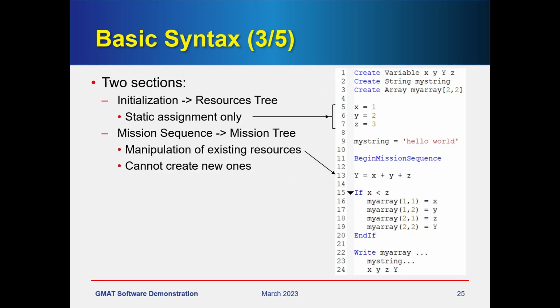Let's look at differences between the initialization section and the mission sequence. In the initialization section, we are only allowed to perform static assignments. Lines 5, 6, and 7 show x equals 1, y equals 2, z equals 3. My string in line 9 is assigned to be hello world. In the mission sequence, we can start manipulating existing resources. For example, we can do math assignments, shown in line 13, or we can use comparison statements, like the if statement in line 15. Remember, we cannot create new resources in the mission sequence.